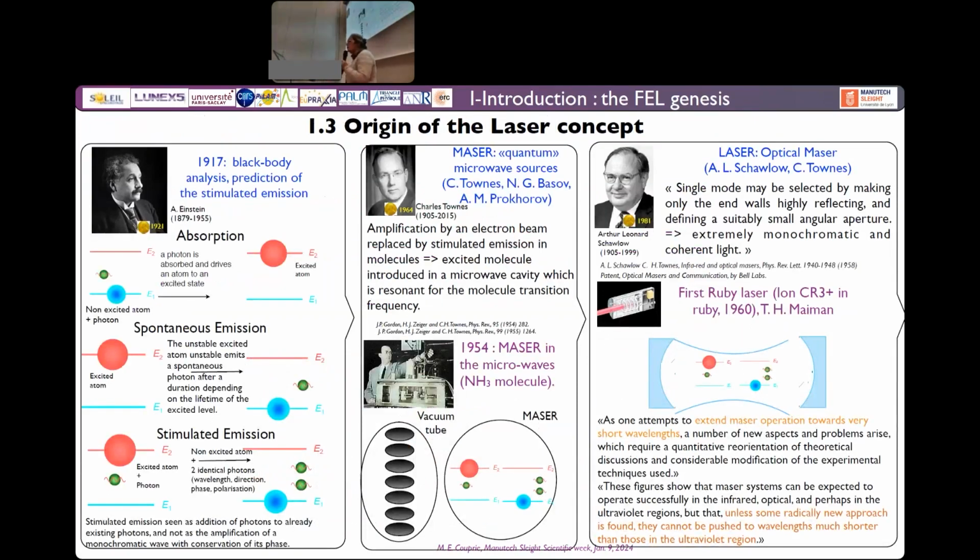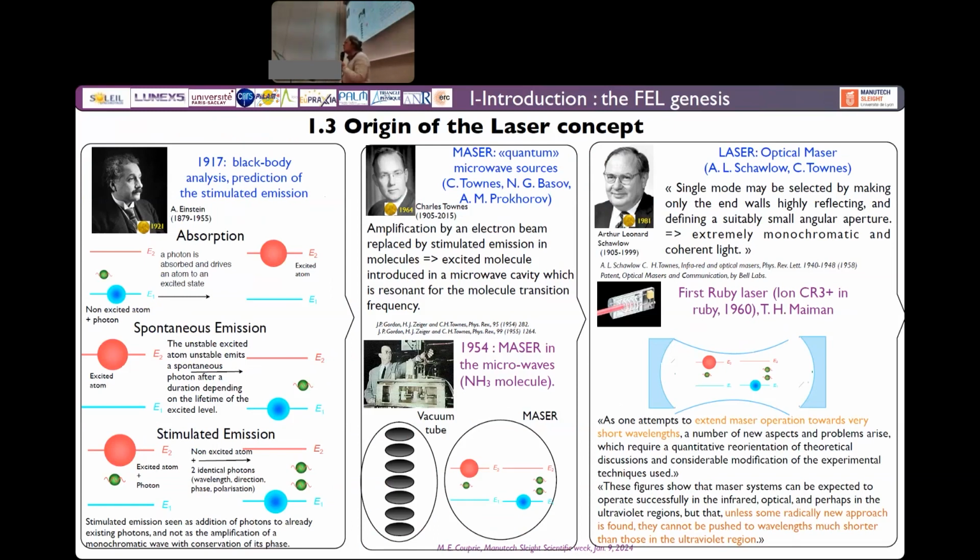Then I come back to the other origin of the free electron laser, which is the laser concept. Stimulated emission was proposed by Einstein when he was looking at black body radiation, and he could understand the absorption of a photon by an atom, then the spontaneous emission, and then the stimulated emission, where two identical photons are emitted. At that time, the coherent effects were not seen.